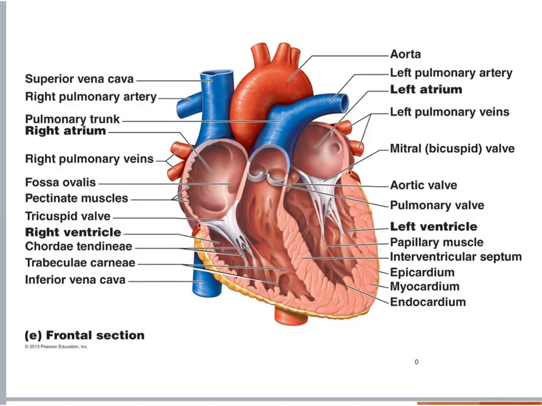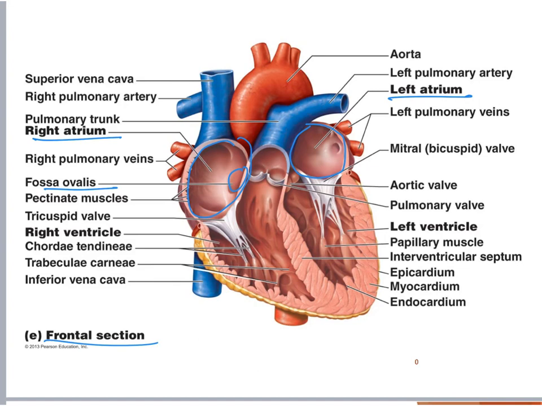All right, let's look at our diagram of the internal heart using a frontal section here. So we've removed the front of the heart. You're looking into it. Here is our right atrium. Okay, we can see that fossa ovalis here, this little depression. Here is the left atrium.